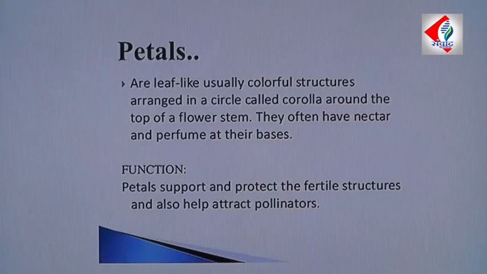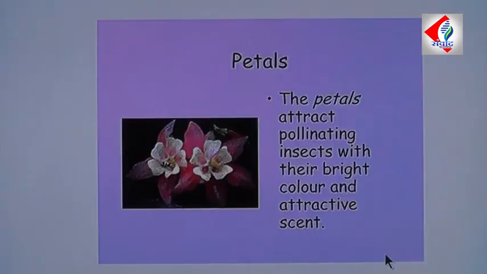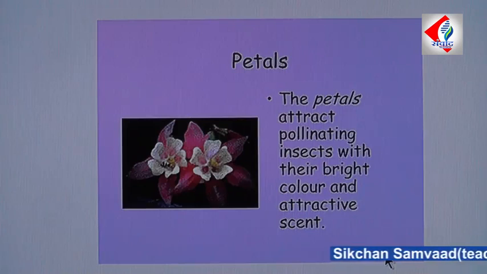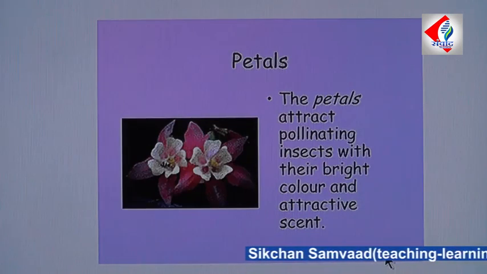Petals are also leaf-like, but they are colorful structures and they are also known as the corolla. They often have nectar and perfume at their bases, and they also perform a very important function, and that is to protect the fertile structures, and also they help to attract insects. So you can see a picture of a flower, and like I told you, a flower is always beautifully colored, very vibrant. And why are they so? Because they help to attract the insects.